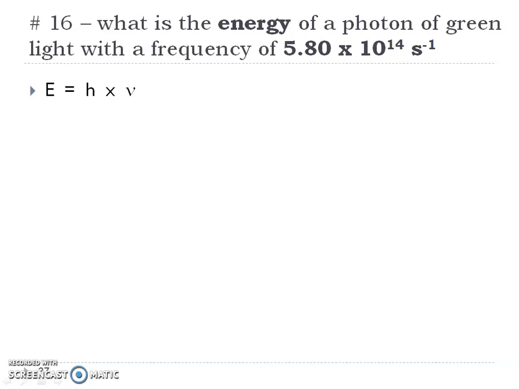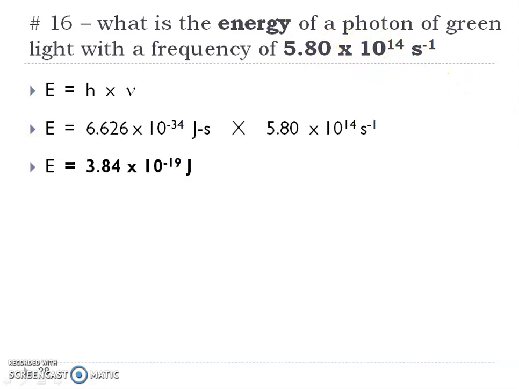Hopefully you paused, you plugged and chugged, you used your EE button on your calculator, and you used those numbers. Remember, H is Planck's constant, so that's a constant. It's always going to be that same number. So you should have an answer as well as your unit of joules if you did this correctly using that EE button in your calculator.